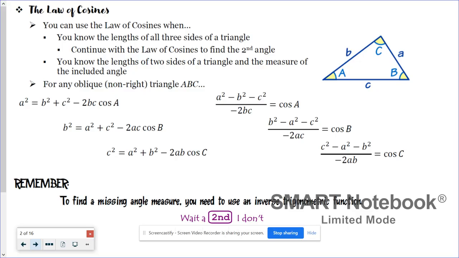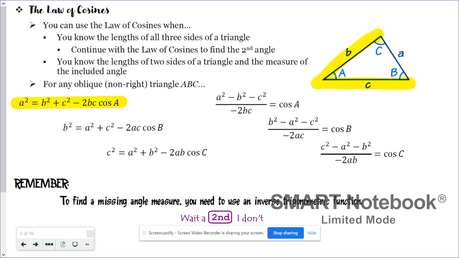Now, basically, there is only one formula for the law of cosines, but I've rewritten it in all possible ways. The law of cosines simply says: a squared equals b squared plus c squared minus 2bc cosine A. So it's using two sides and the included angle. And if I have that combination, I can find missing side lengths.